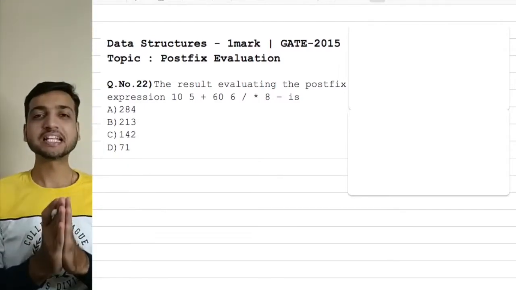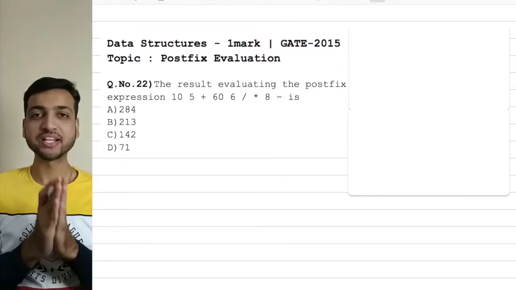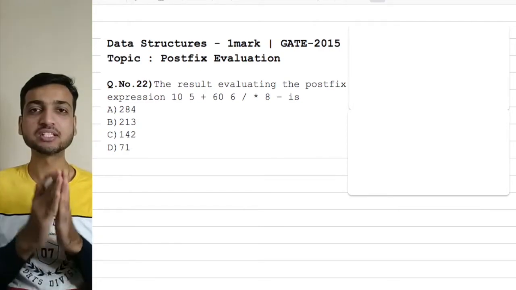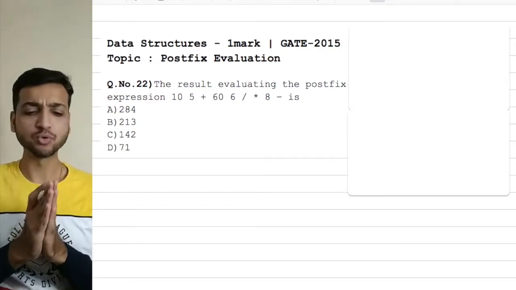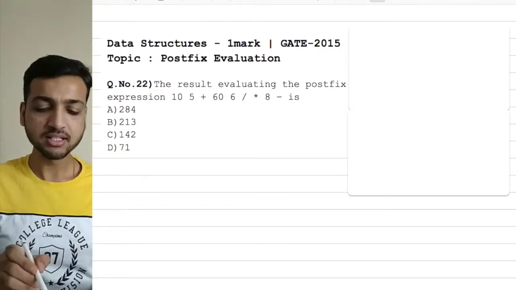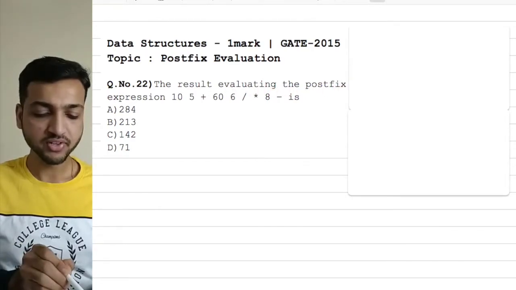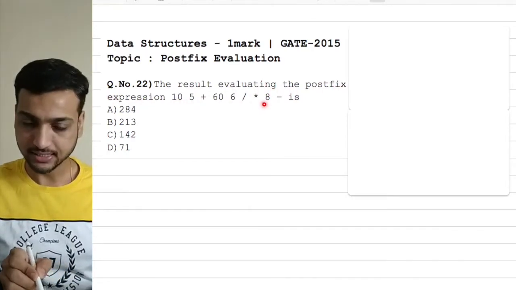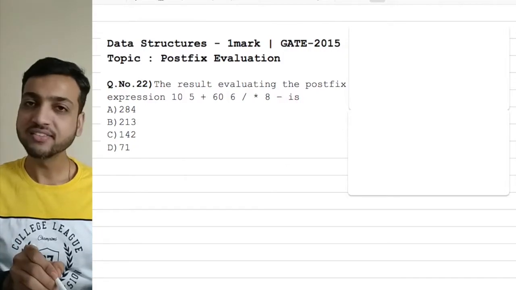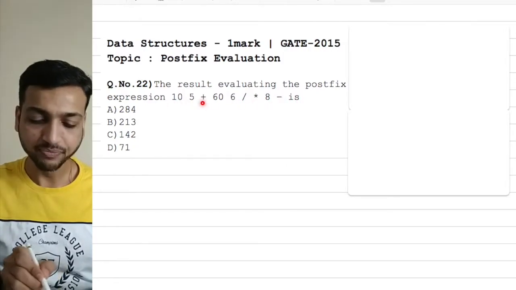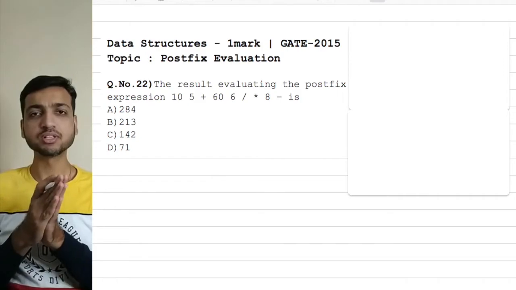So in this video, we're going to see a data structure 1-mark question from the year GATE 2015, and the topic is based on its postfix evaluation. So let's see what the question is. The result of evaluating the postfix expression this is. So we are given a postfix expression, as you can see, and we have to evaluate it and find out what is the result of it.